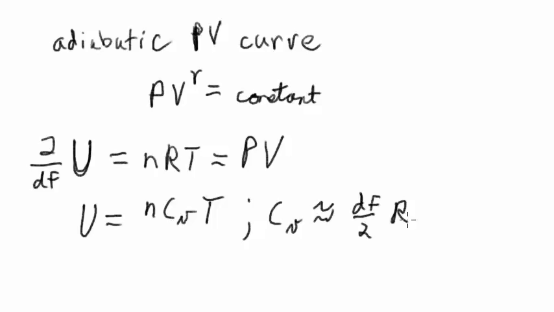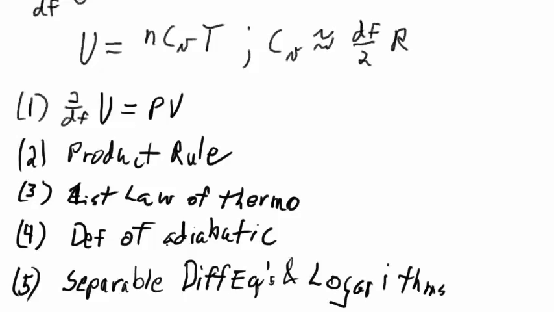But for this derivation, we're not really even concerned with the nRT portion. We're interested in the pressure and volume relation. Okay, let me make a list of ingredients for this derivation. We already have the ideal gas law and the definition of internal energy. We'll add to that the product rule of differentiation, the first law of thermodynamics, the definition of an adiabatic process, and a whole bunch of steps involving separable differential equations and logarithms.